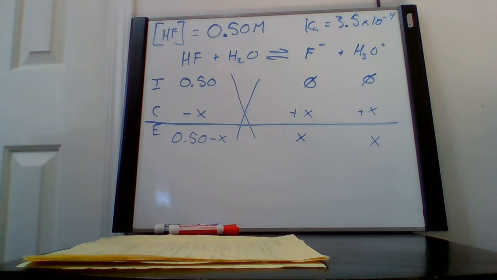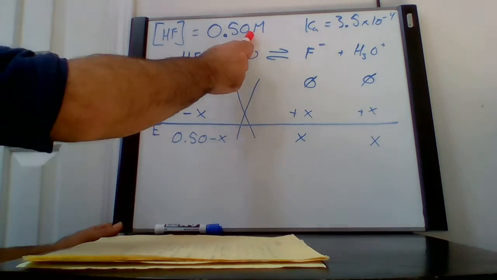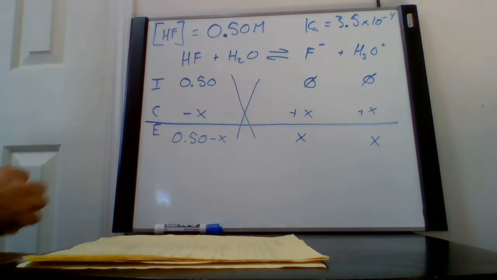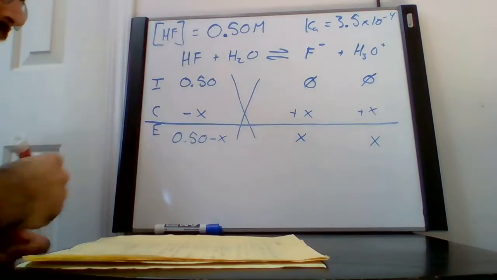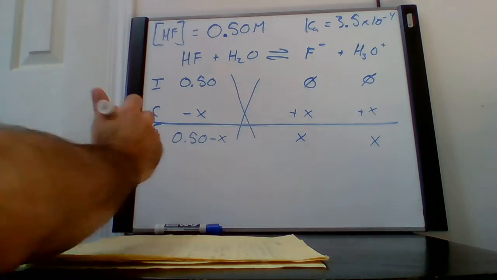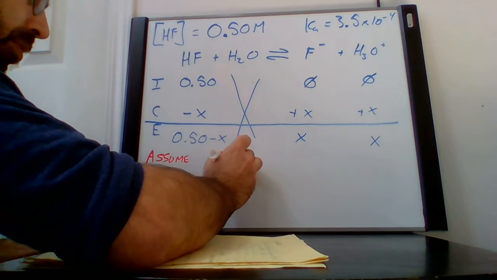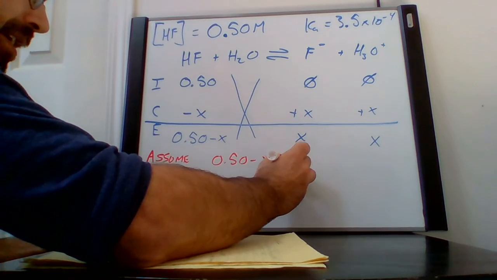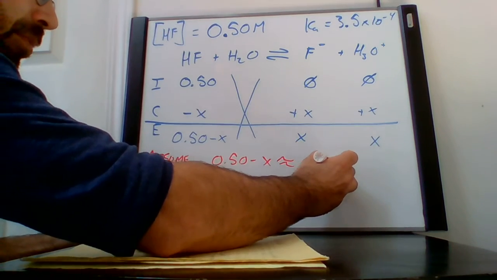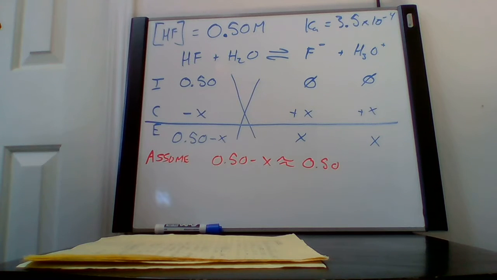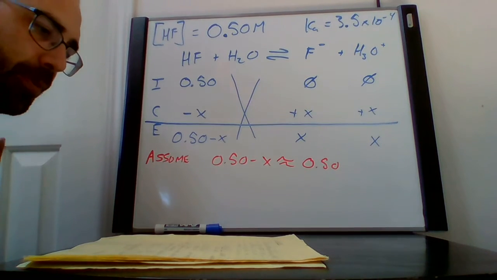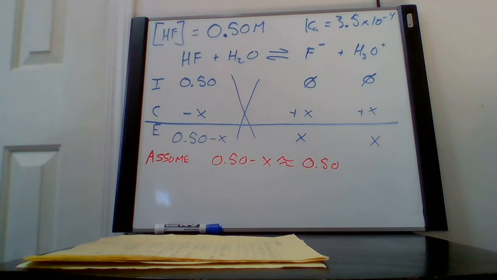All right, now I said we're going to use the 5% rule if our concentration is more than 1,000 times the Ka, and it is, so we are going to write down that we assume 0.50 minus X is approximately 0.50. Now we have enough information that we can start to write out our Ka expression, and then solve for our value of X.